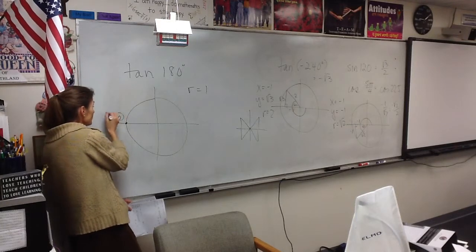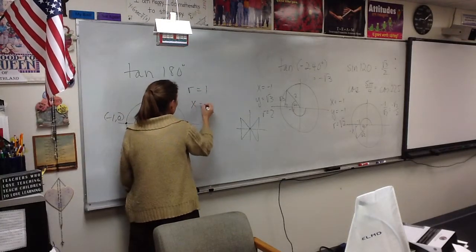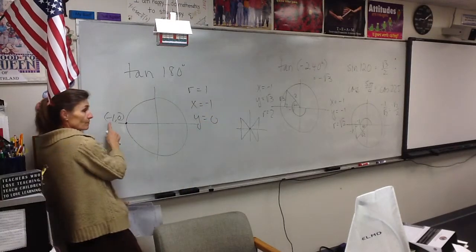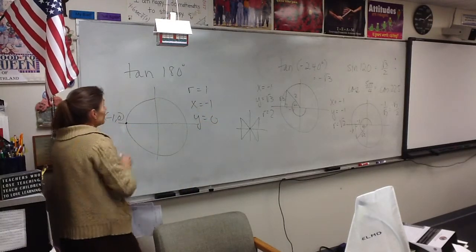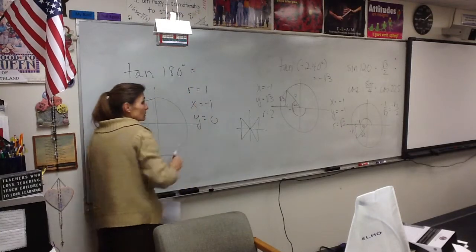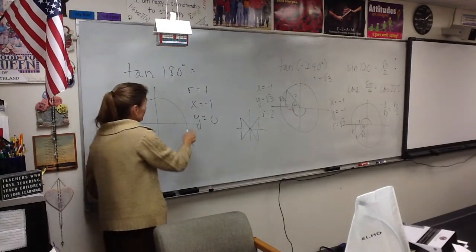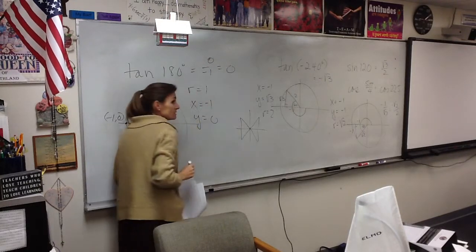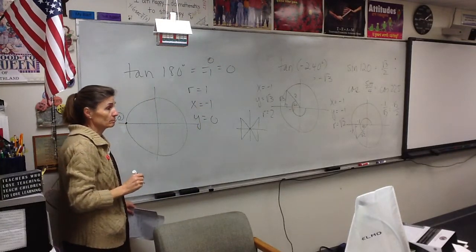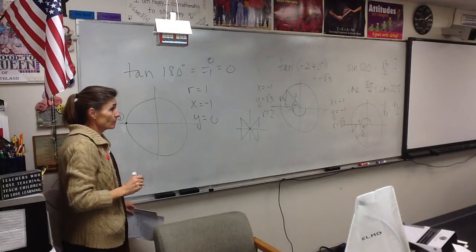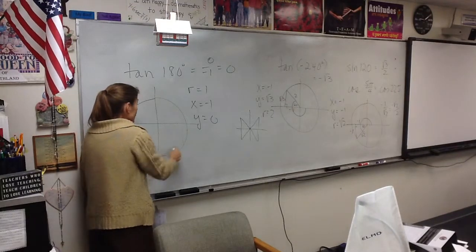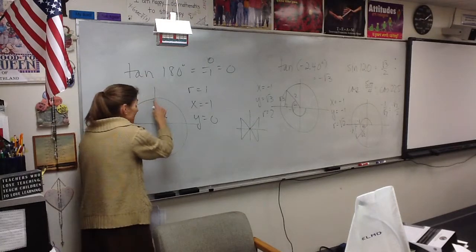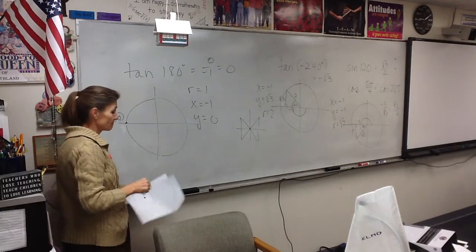Negative 1, 0. So I have x equal to negative 1, y equal to 0, and r is 1. I need the tangent. What's the definition of the tangent? Y over x. 0 over negative 1 is 0. That's how we handle quadrantal angles, the angles which terminate on an axis. They're actually on an axis.